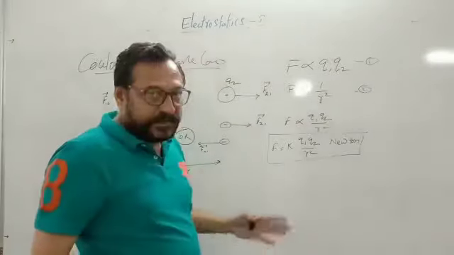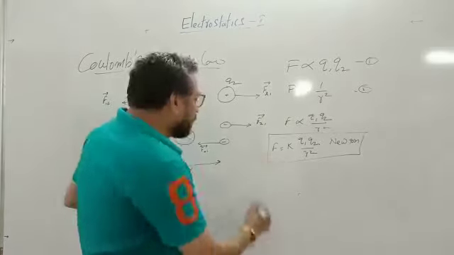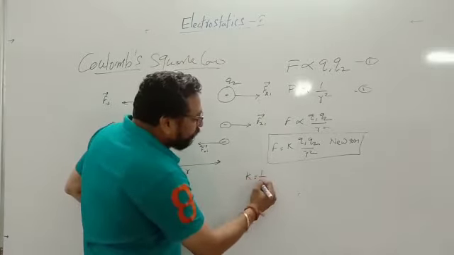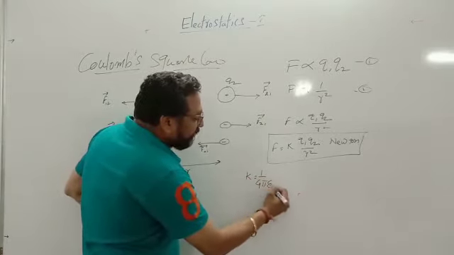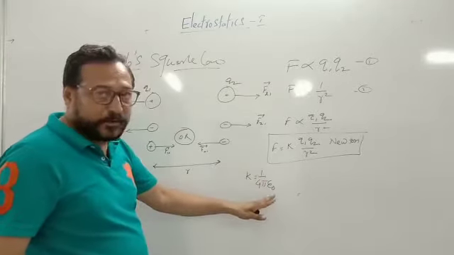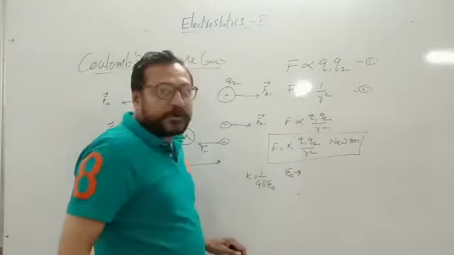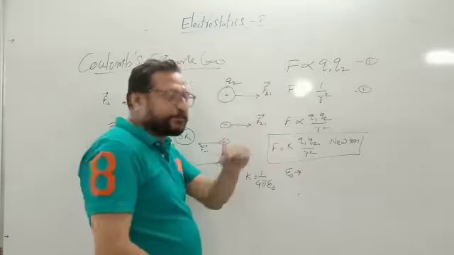But what is K? K is very important. It is the electrostatic constant. K is 1 upon 4 pi epsilon naught, and epsilon naught is called the permittivity of free space.